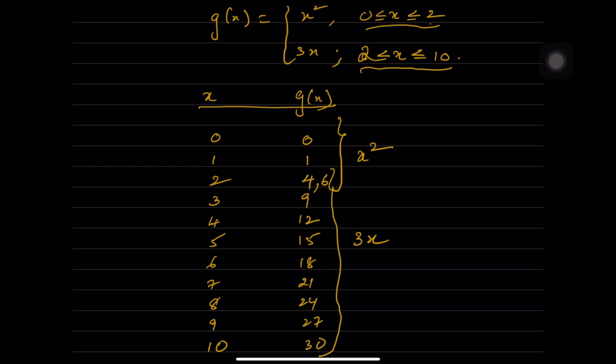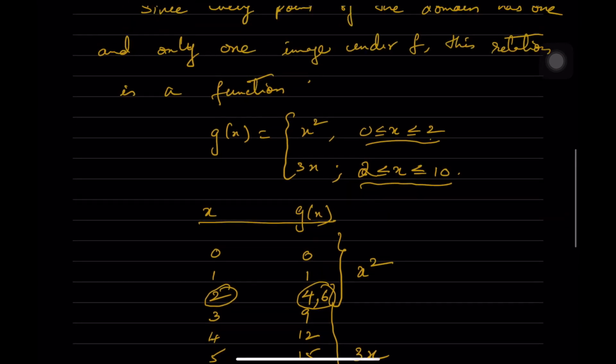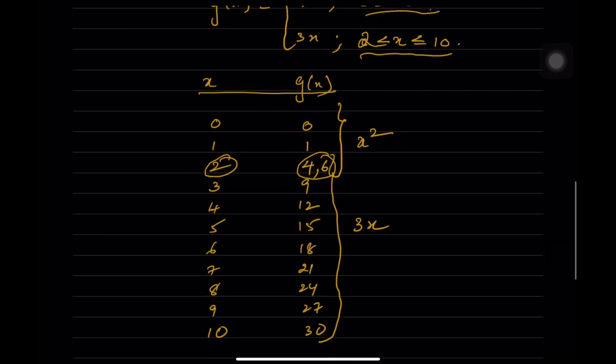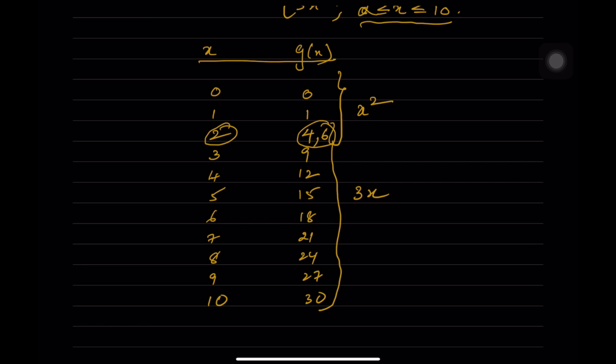Now you can see that in this, 2 is mapped onto two different images. It does not have a unique image, it has two different images. The same element of x has two different images in g of x. Therefore this is not a function. Since every point of the domain does not have a unique image on g of x, this relation is not a function.